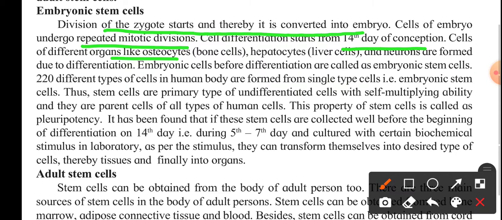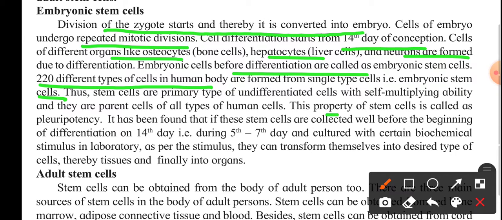Cells of different organs like osteocytes, that is bone cells, hepatocytes, that is liver cells, and neurons are formed due to differentiation. And embryonic cells before differentiation are called embryonic stem cells. So before differentiation, meaning before those 14 days, whatever cells are present are called embryonic stem cells. And 220 different types of cells in a human body are formed from a single type of cell, that is the embryonic stem cell. These 220 different types of cells produce different organs and different tissues in the body.